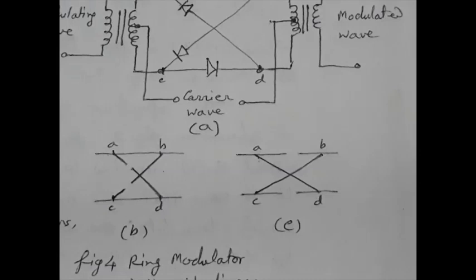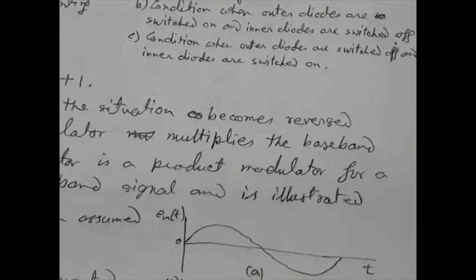So under this condition, the modulator multiplies the baseband signal EMT by +1 when the carrier supply is positive, and it is multiplied by -1 when the carrier is negative. Thus, the ring modulator is a product modulator for a square wave carrier and the baseband signal, and we will try to understand this operation with the help of this diagram.